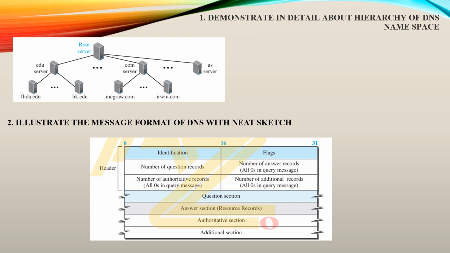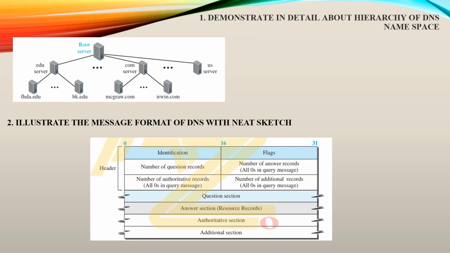Illustrate the message format of DNS with a neat sketch. So this is the message format of DNS, where you have identification and flags. So you'll be writing what is identification, what are the different flags that have been used, and the number of question records, like how many requests you are sending, and the number of answer records. You'll be seeing how many queries have been generated. If all the queries are 0 in the query message, then you will be seeing the number of authoritative records, additional records, and the question section.